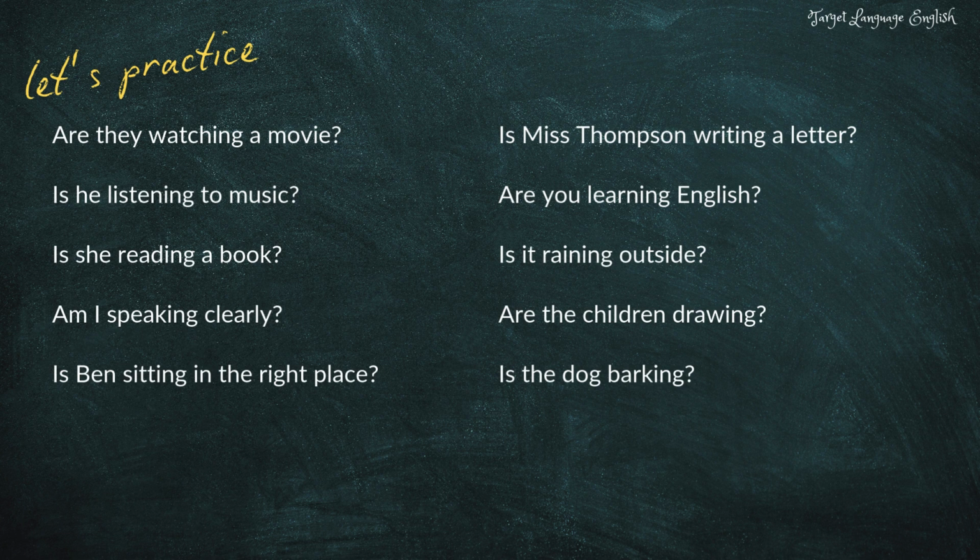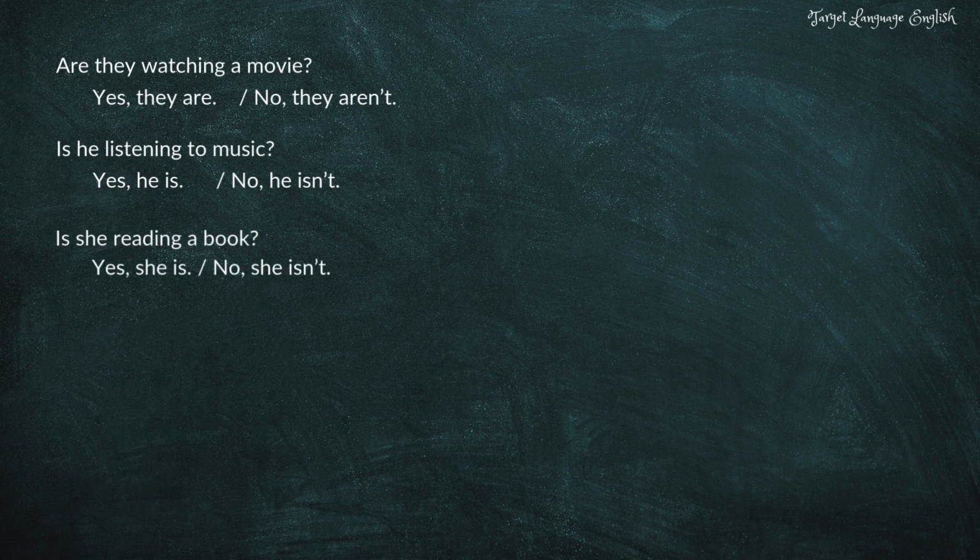Let's do one more exercise, this time with short answers in the present continuous. Same as before, for each question, provide both a positive and a negative short answer. Feel free to pause the video and resume watching when you're ready to check your answers. Are they watching a movie? Yes, they are. No, they aren't. Is he listening to music? Yes, he is. No, he isn't. Is she reading a book? Yes, she is. No, she isn't.